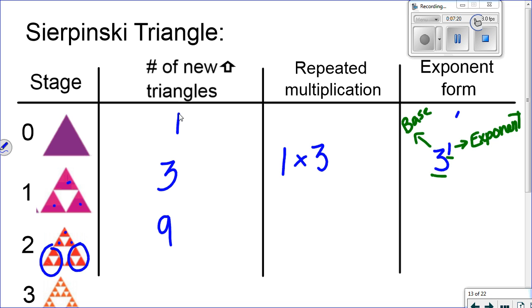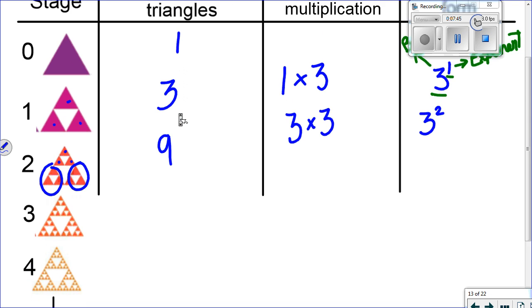New triangles, right? Well, in repeated multiplication, you heard it a second ago, maybe 3 times 3, right? 3 triangles on the top, and 3 of those total, so 3 times 3. Well, what is 3 times 3 in the exponent formula? And if we do our exponent, 3 is our base. How many times are we multiplying that? 2 times. So 3 to the second power, or 3 squared.